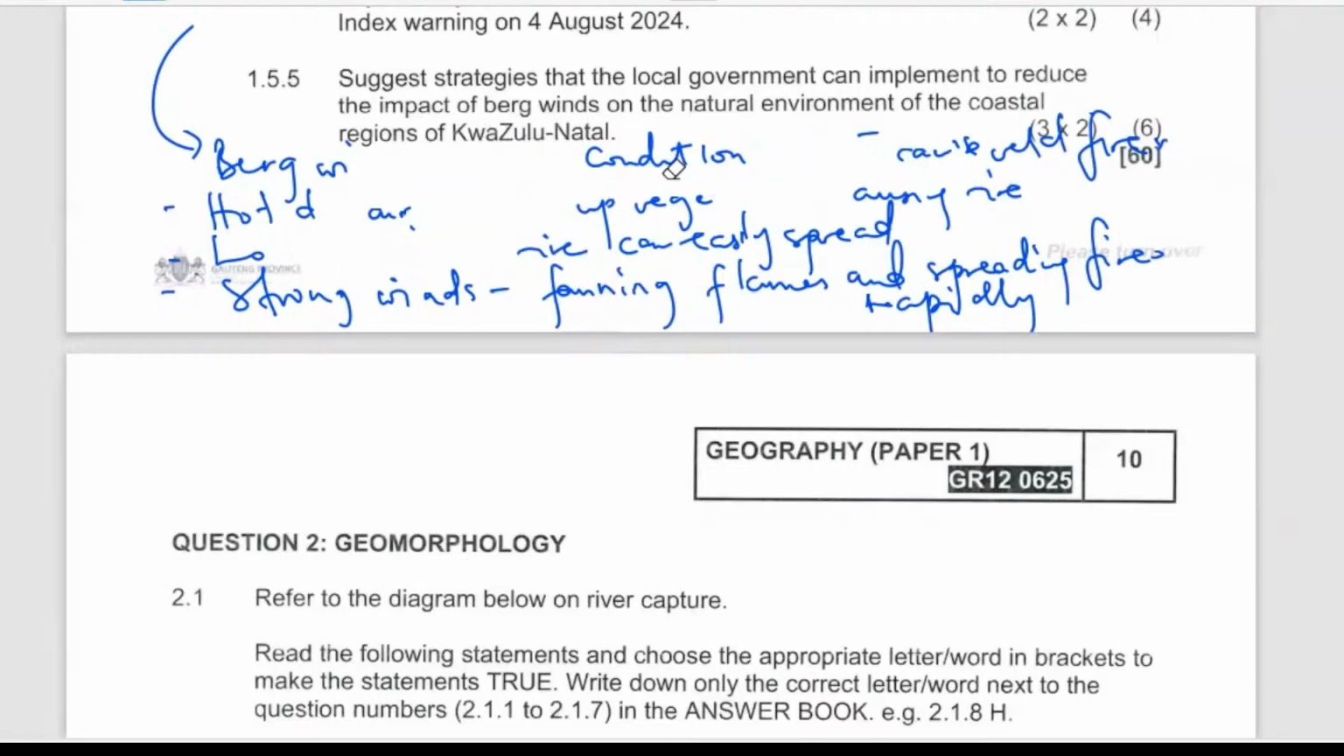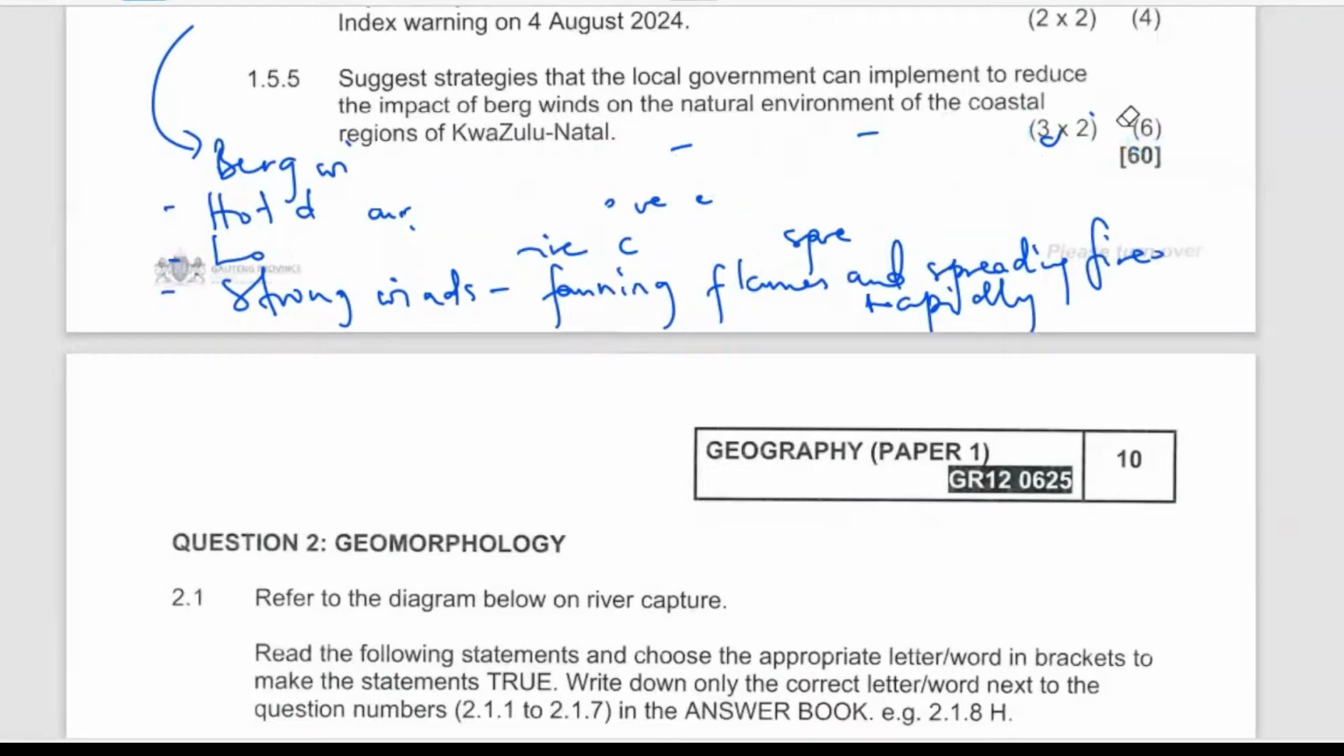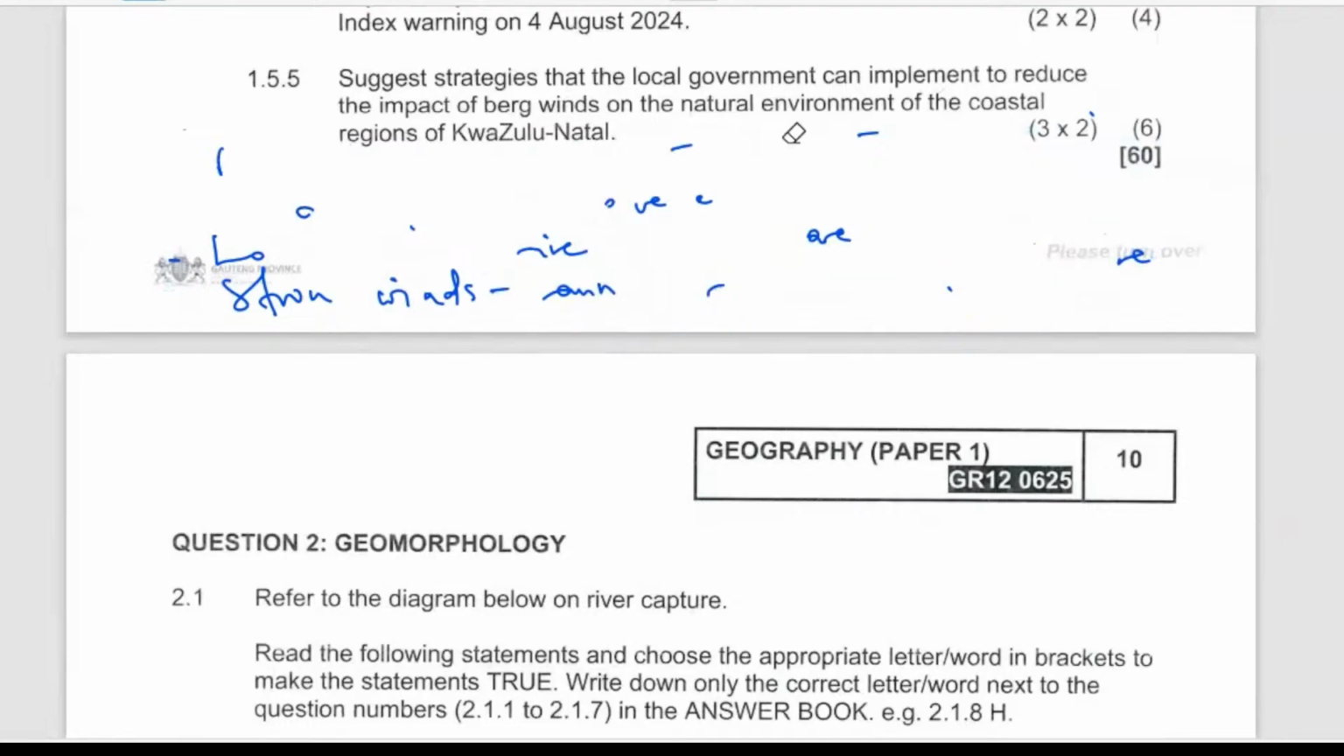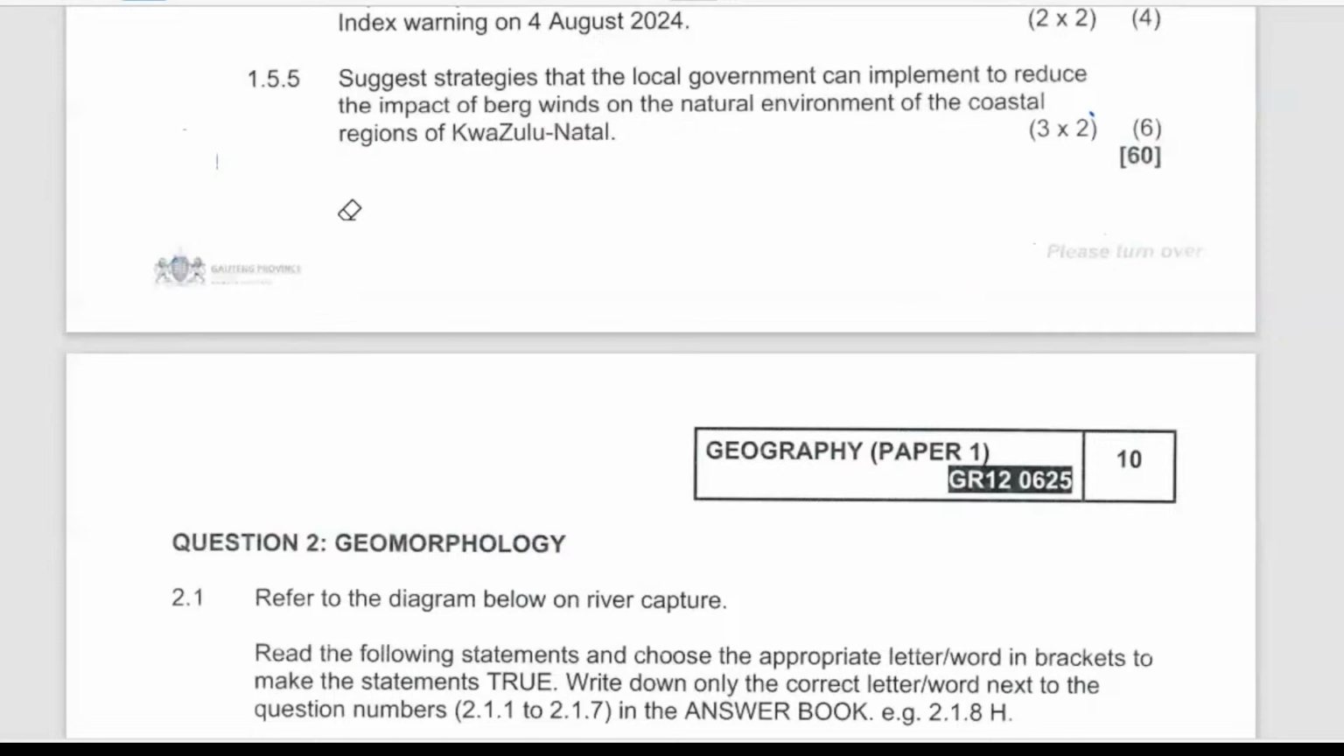Right. Then the next question is saying, suggest strategies that the local government can implement to reduce the impact of Berg winds on the natural environment of the coastal regions of KZN in KwaZulu-Natal. What can the municipality do to try and reduce the impact of the Berg winds? We know well that the danger is mainly with the effect of fire. So what can we do to reduce the impact? Right, I'll just try to highlight some of the strategies.